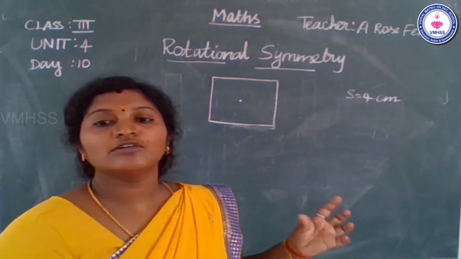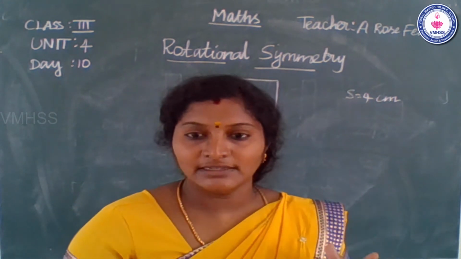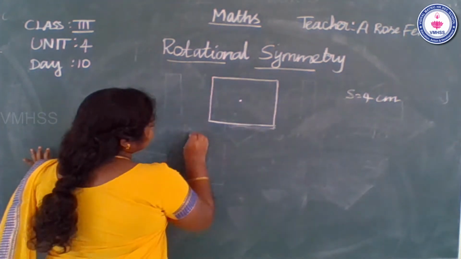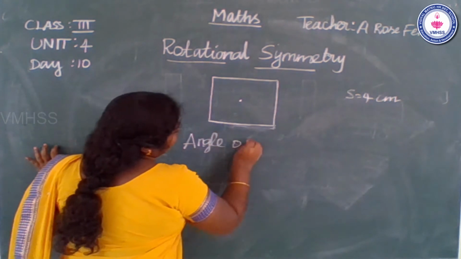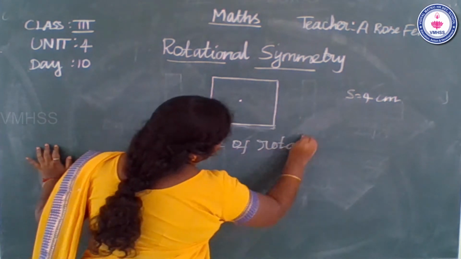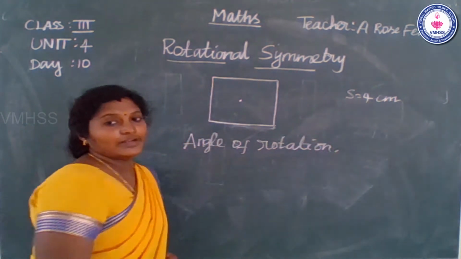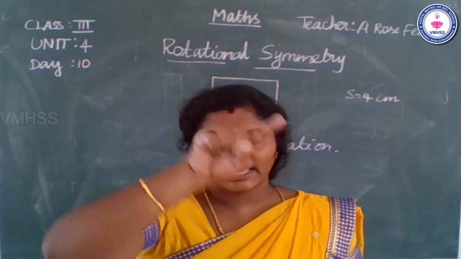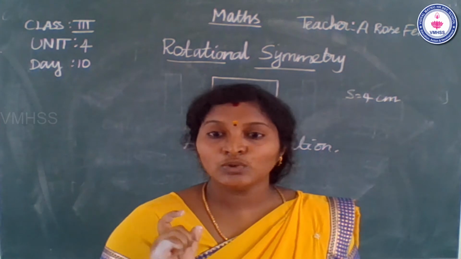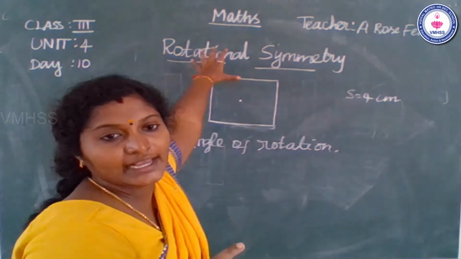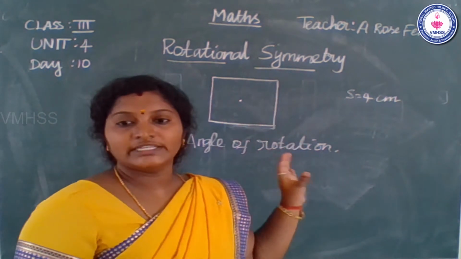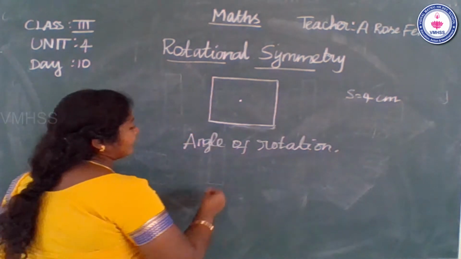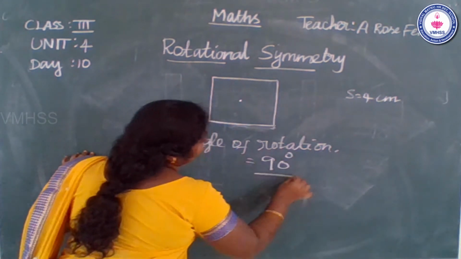The smallest angle a figure can be rotated and still look the same is called the angle of rotation. So what is the meaning? The smallest angle a figure can be rotated and still look the same. It's called the angle of rotation. So what is the angle of rotation of a square? It is 90 degrees.